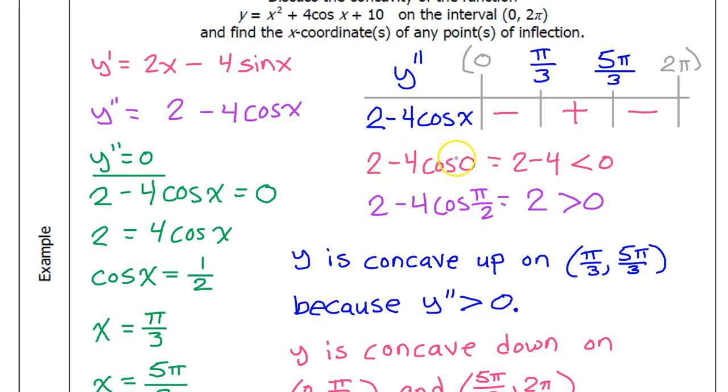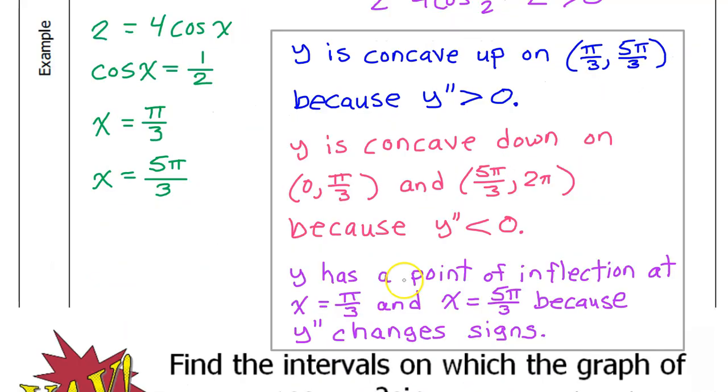We can also identify where y has any points of inflection because a point of inflection is where y double prime changes signs. And we see that y double prime changes signs here at pi over 3 and here at 5 pi over 3. We say y has a point of inflection at x equals pi over 3 and x equals 5 pi over 3 because y double prime changes signs.